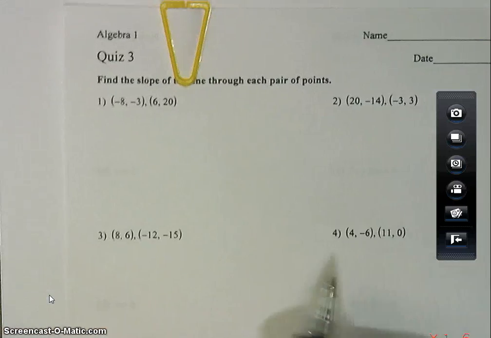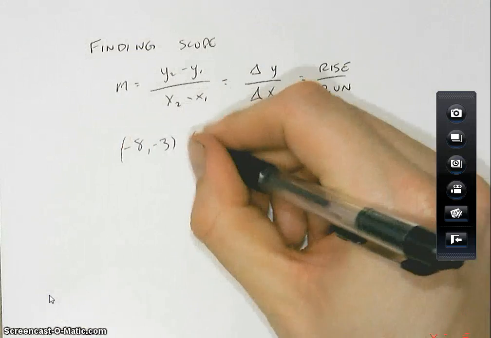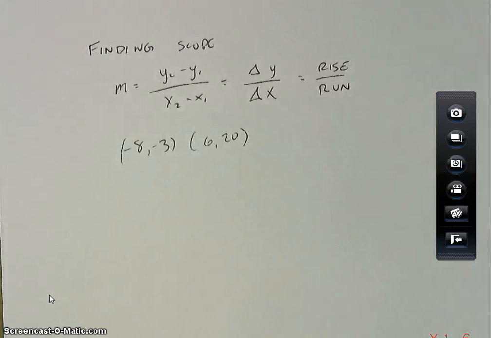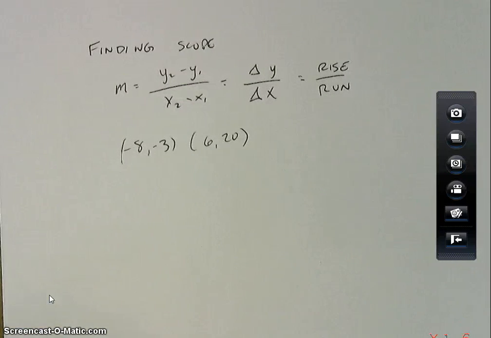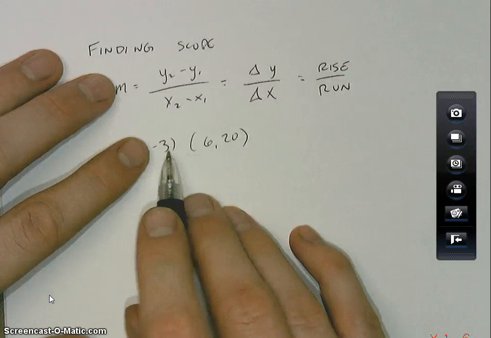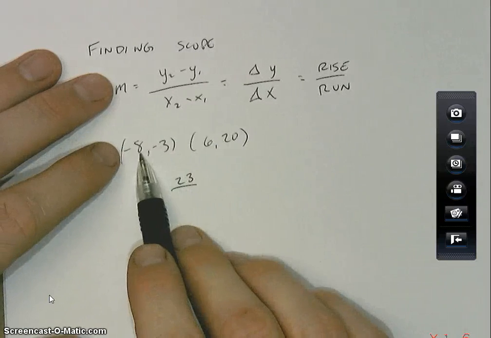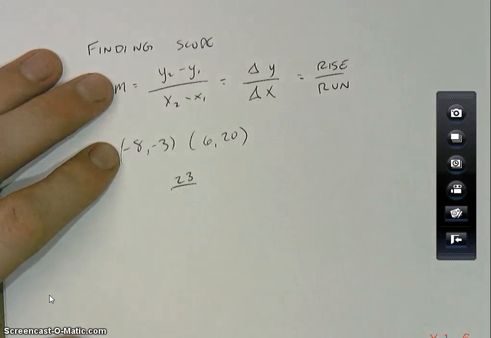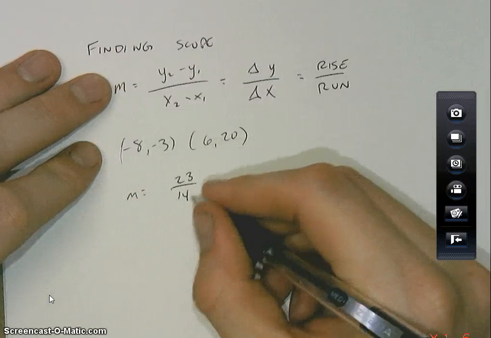For example, if I'm given 2 points, in this case I've got -8, -3, and 6, 20. This is, by the way, a quiz problem. -8, -3, and 6, 20. If I want to find the slope of that, I just have to take the change in the y over the change in the x. So how much am I changing in y if I go from -3 all the way up to 20? Well, that's 23. And how much am I changing if I go from -8 to 6? Well, that's 14. So my slope here would be 23 over 14.